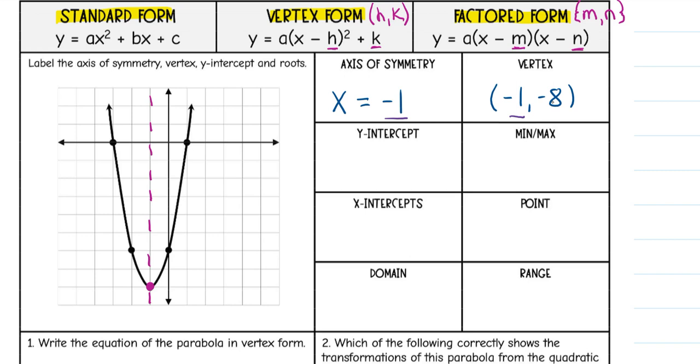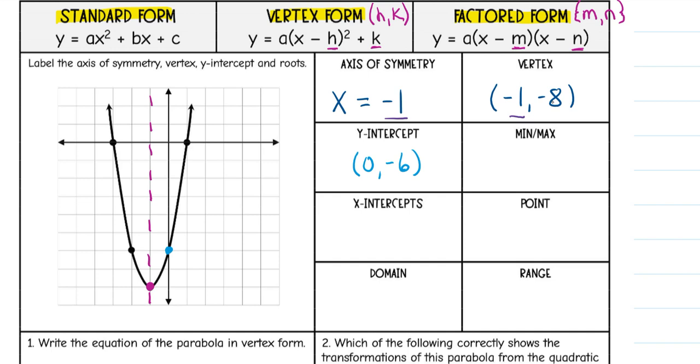Then we have the y-intercept. The y-intercept is where the graph crosses the y-axis. So again, the y-axis is the one that goes up and down. And so this parabola crosses at the point 0, -6. Reminder, the y-intercept will always have an x value of 0 by definition.